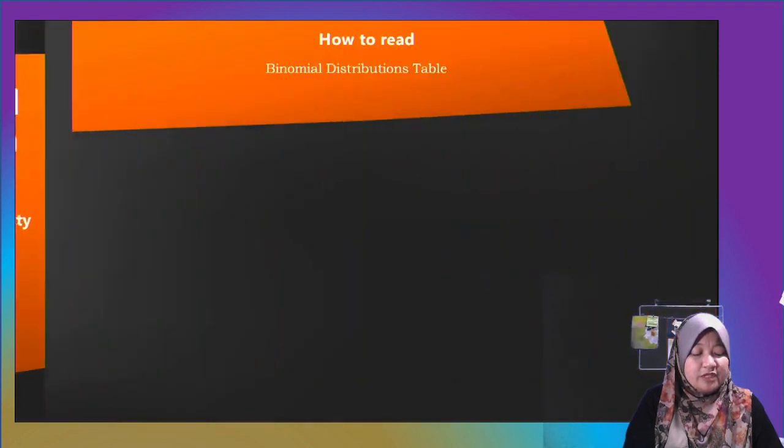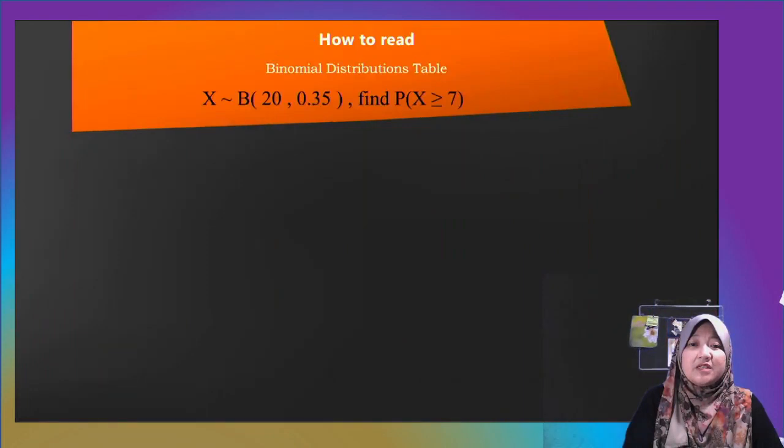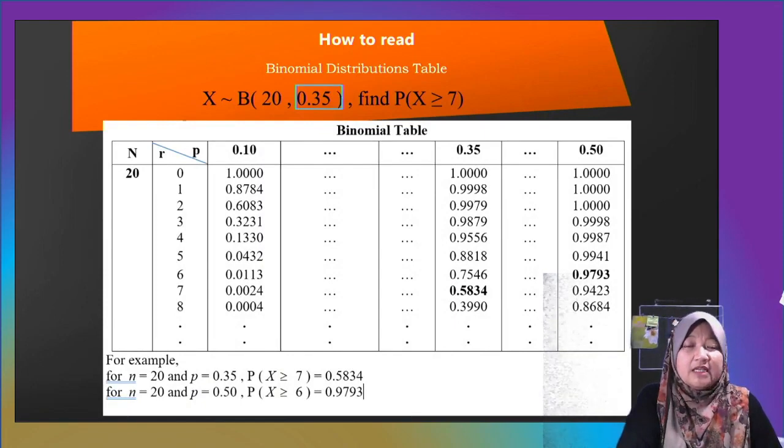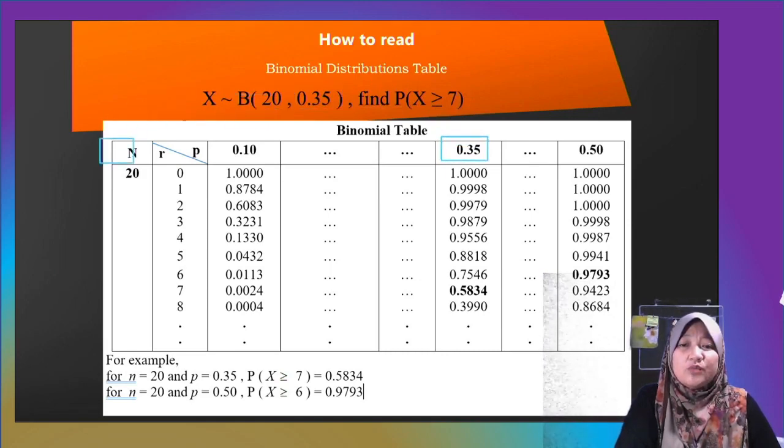Okay, so macam mana kita nak baca binomial distribution table? Okay, let's say we have X distributed binomial, N is 20, P is 0.35. Okay, first kita kena buka dalam buku, cari dulu probability dia 0.35. Kemudian awak cari N dia 20. Okay, cari kawasan yang menepati taburan ni. 20 dan 0.35. Okay, kemudian bila kita tengok soalan, dia kata X greater than or equal to 7.